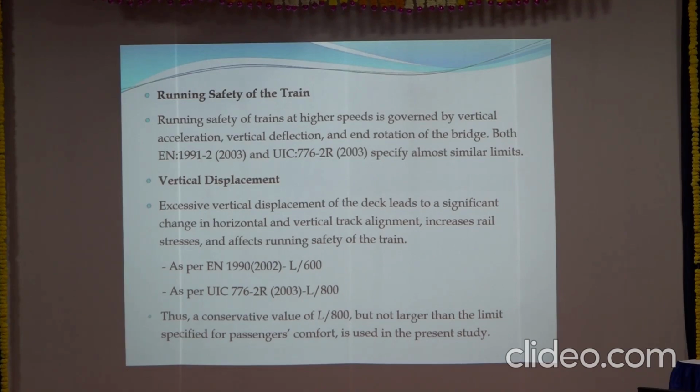So there are two checks. One check is for safety, one check is for comfort.